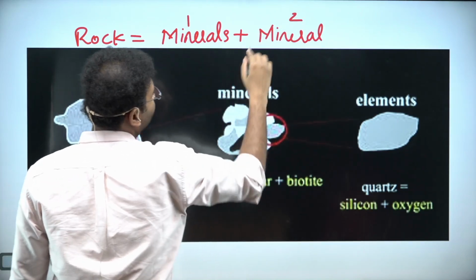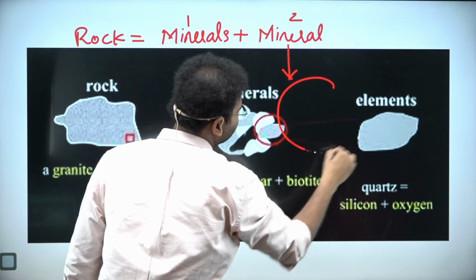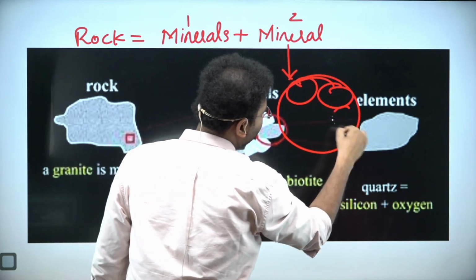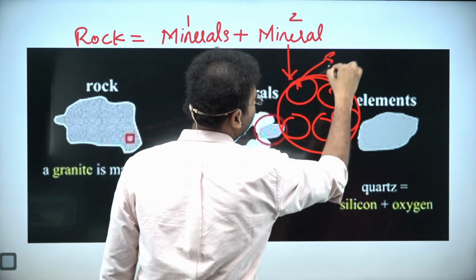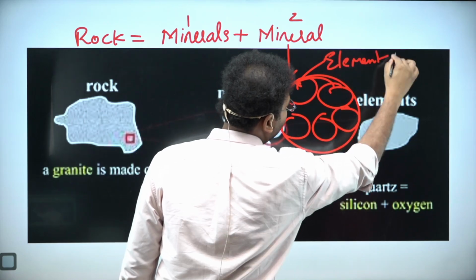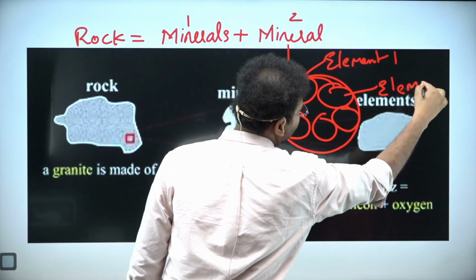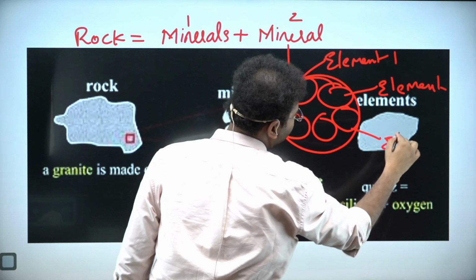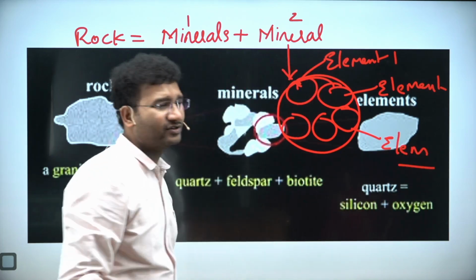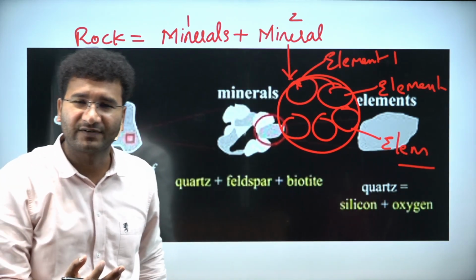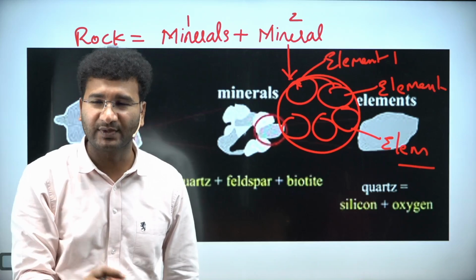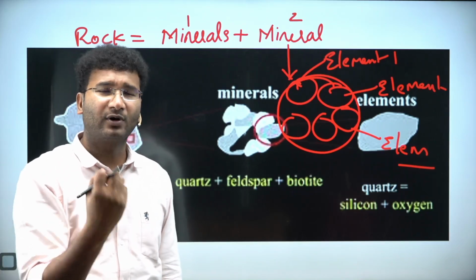Now what is a mineral? A mineral can be a collection of elements. Now these can be your elements. This is element 1, this can be element 2, and this can be element 3. Now elements are naturally occurring substances which are found on the surface of the earth and in the atmosphere as well, right? For example, quartz is there.